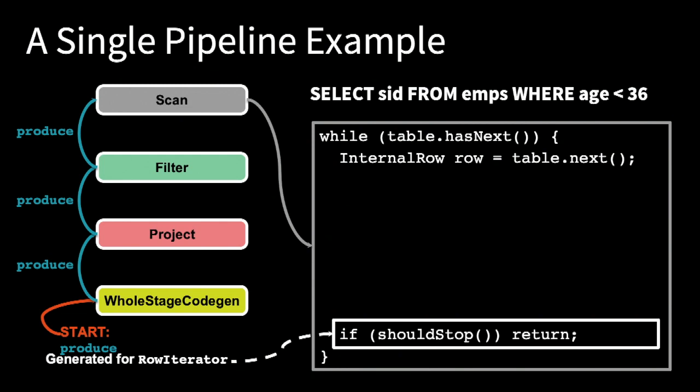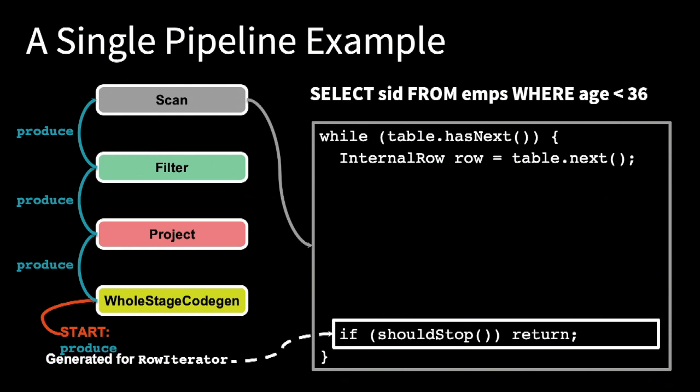So this is a simple query of doing a filtering and projection on a table. First of all, it starts by calling the produce method on the very last node, whole stage codegen, and then it falls through to the very beginning of the pipeline, which is the scan node. And the scan node does implement a produce method, which is to generate this loop iterating through the table contents.